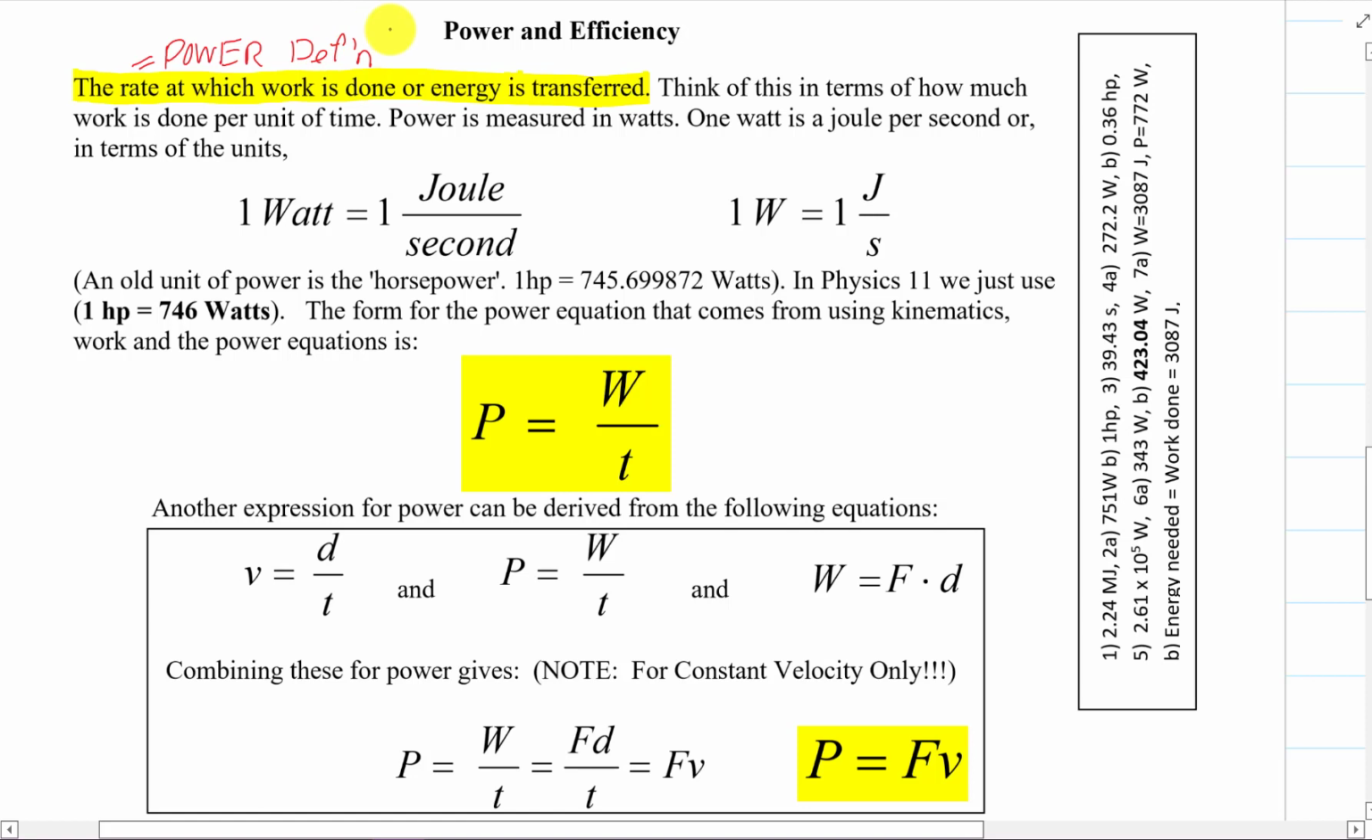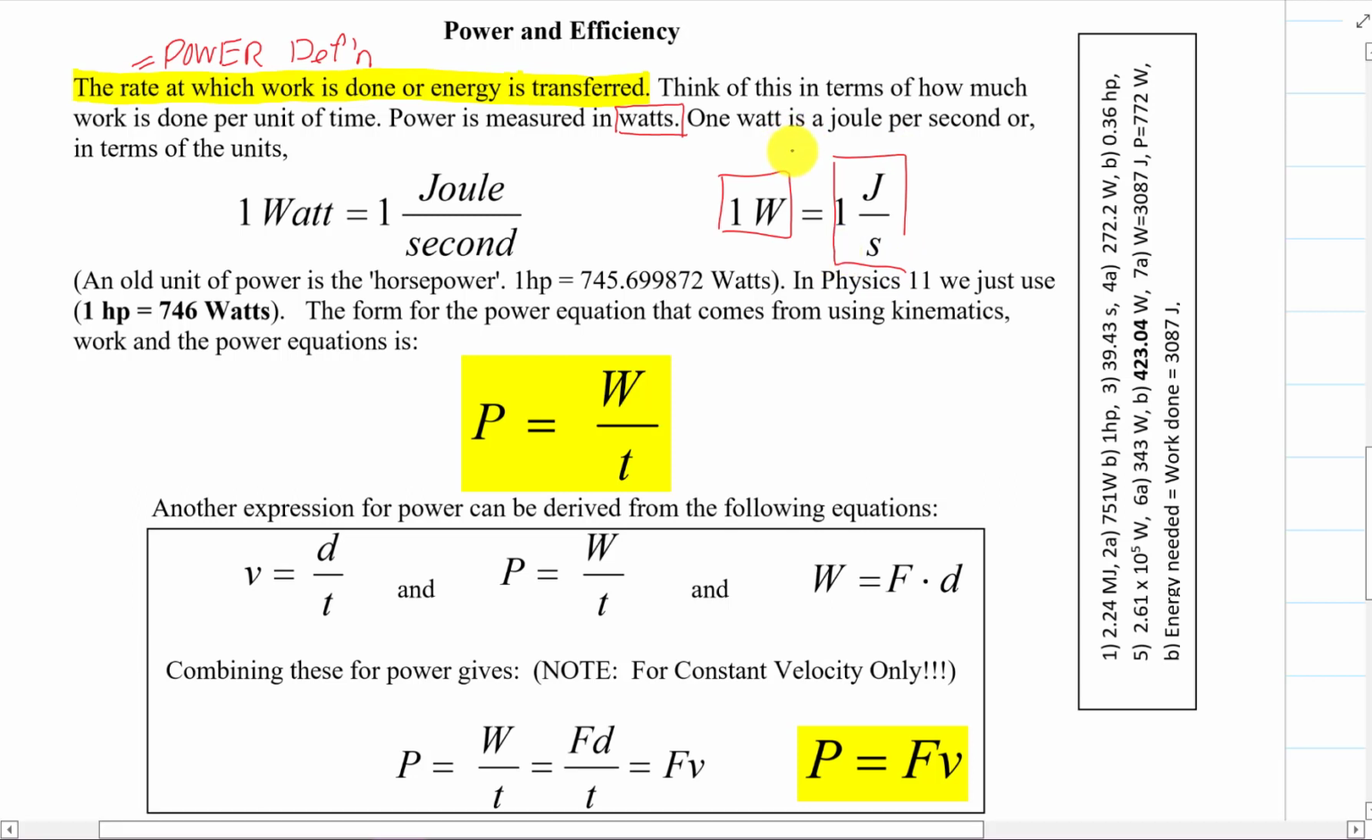Think of this in terms of how much work is done per unit of time. Power is measured in watts. That's the unit. And 1 watt is equal to 1 joule per second.